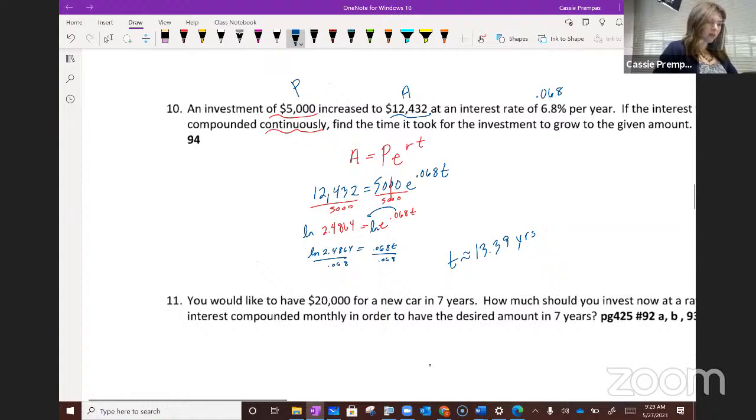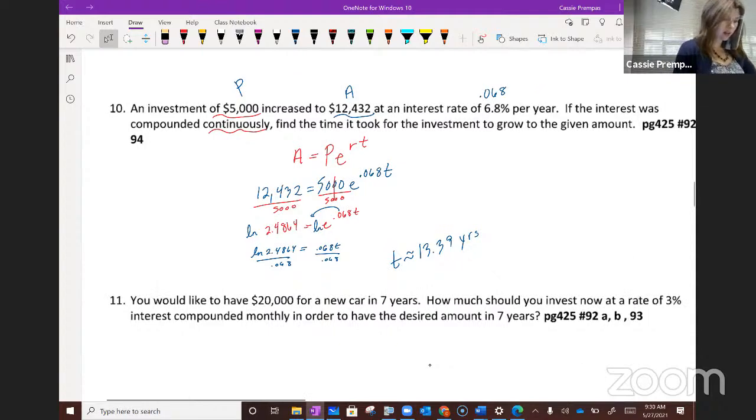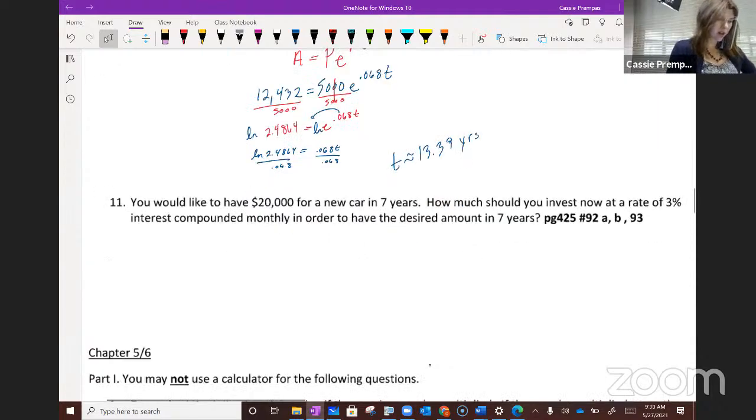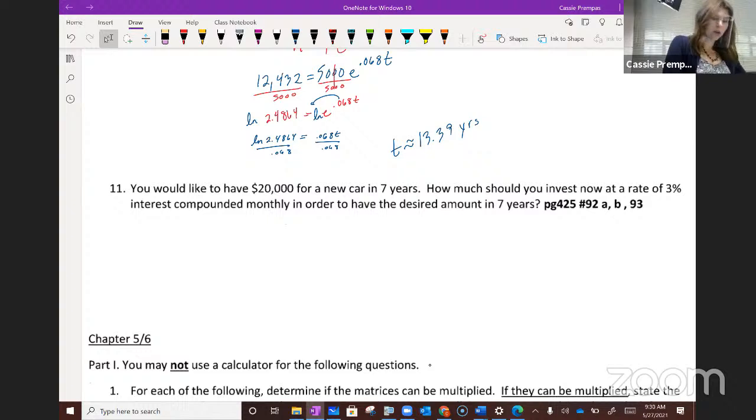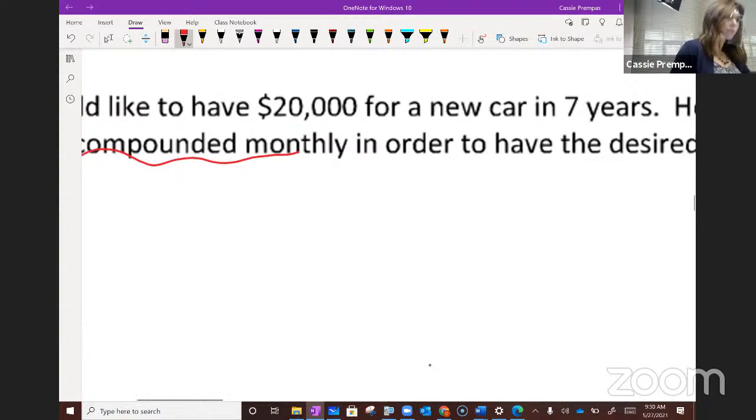All right, number 11, I'm going to give you the formula, and then I'm going to ask that you work through it with your partner. So it says you would like to have $20,000 for a new car in 7 years. How much should you invest now at a rate of 3% interest compounded monthly in order to have the desired amount in 7 years? So if it's continuous interest, it's PERT.